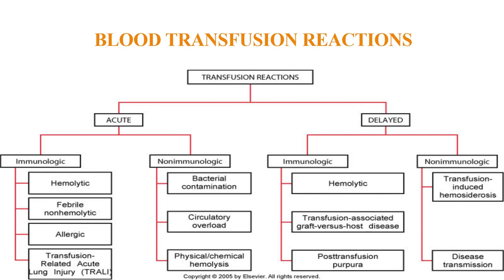To summarize in this column, transfusion reactions are divided into acute and delayed. Acute means within 24 hours, and as mentioned here, immunological and non-immunologic. The immunologic are hemolytic, febrile non-hemolytic, allergic, and transfusion-related acute lung injury. The non-immunological are bacterial contamination, circulatory overload, and physical and chemical hemolysis. In the delayed reactions, the immunological are hemolytic, transfusion-associated graft-versus-host disease, and post-transfusion purpura, and the non-immunological are transfusion-induced hemosiderosis and disease transmission.